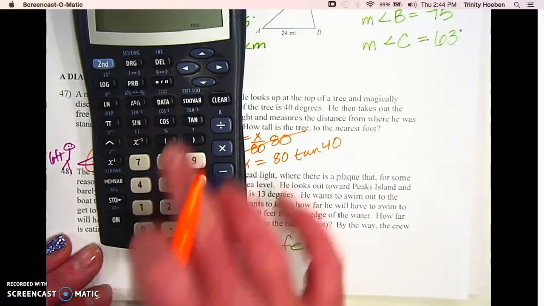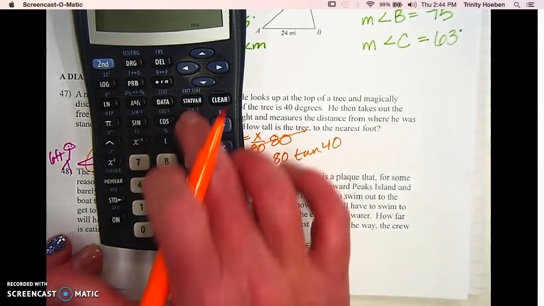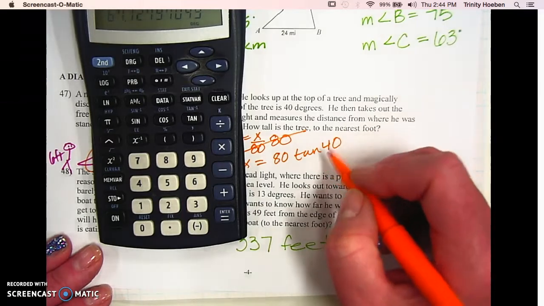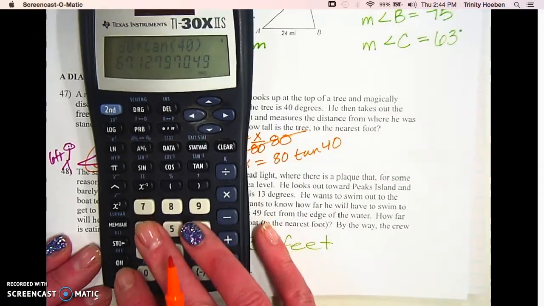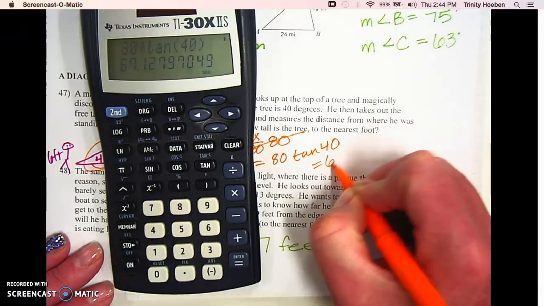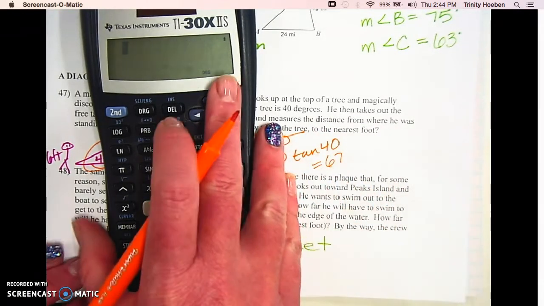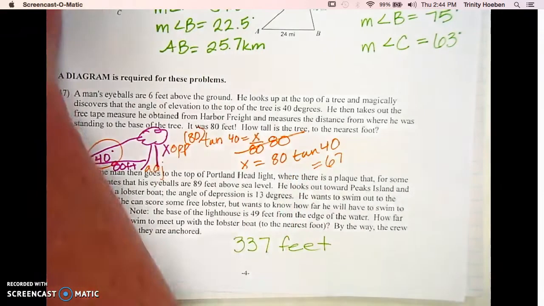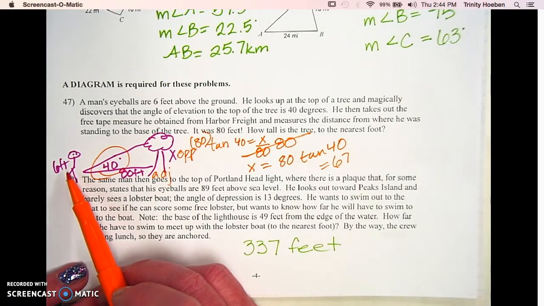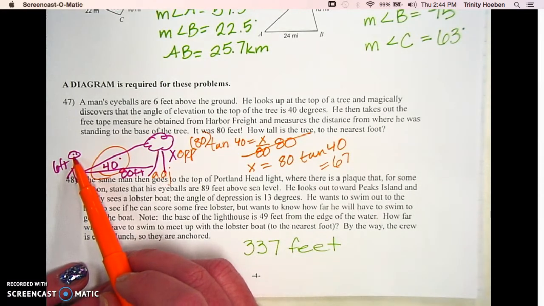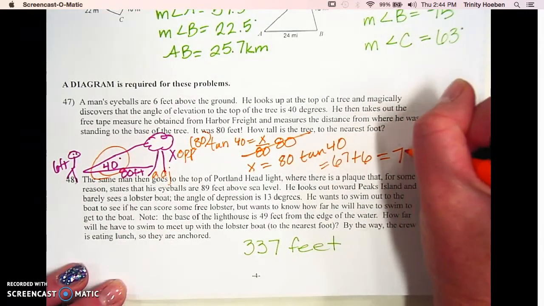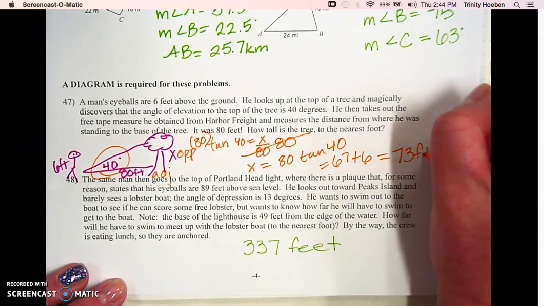So I'm going to multiply 80 times the tangent of 40. And I get 67.12, so it's going to stay 67 feet. But we also need to add back the height of the guy over here. His eyeballs were 6 feet off the ground, so we have to say 67 plus 6. So the tree is actually 73 feet tall.